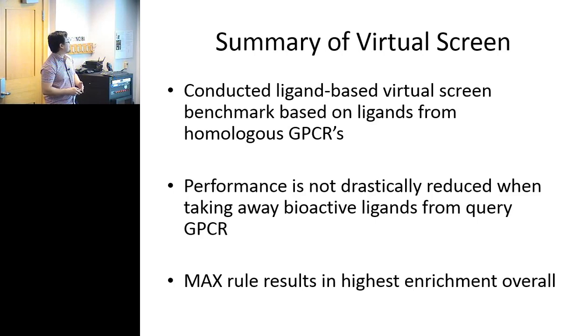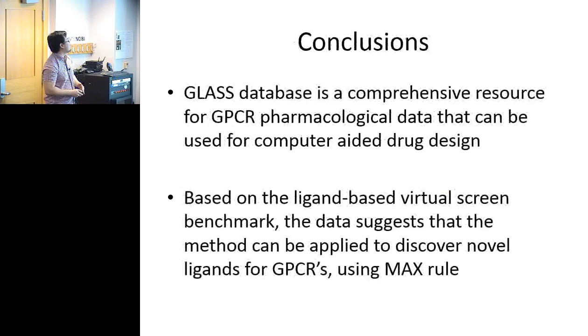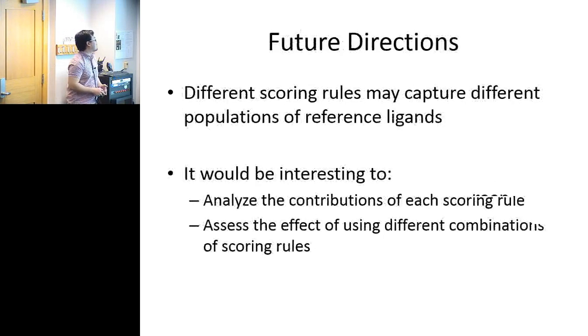Yes. So last thing here, I'd like to end with some conclusions and final directions. The GLASS database is so far, we think, the most comprehensive source of pharmacological data on GPCRs that can be used for computer-aided drug design. Based on the virtual screen benchmark that I had over there just now, it suggests so far that the method could possibly be applied to discover novel compounds, but a lot more work needs to be done right here. So some future directions here.